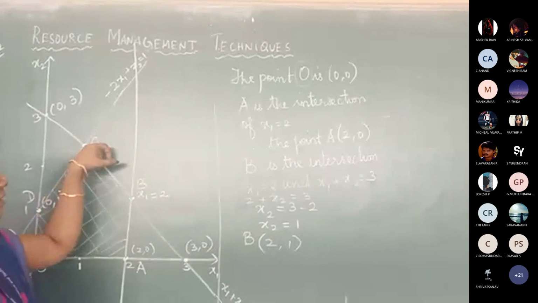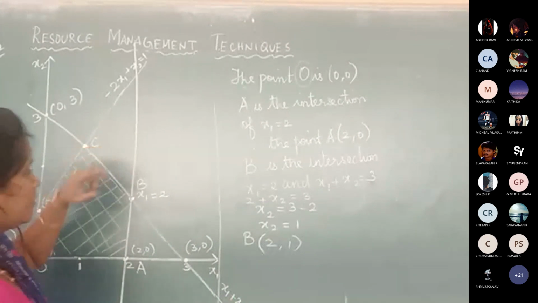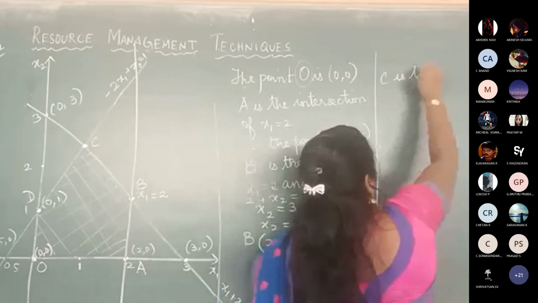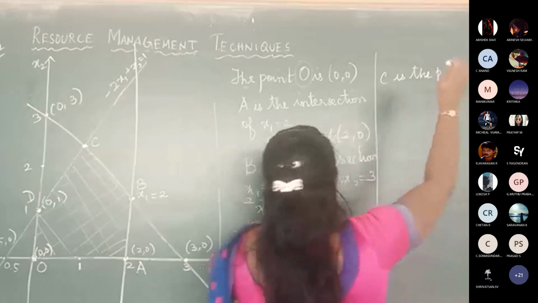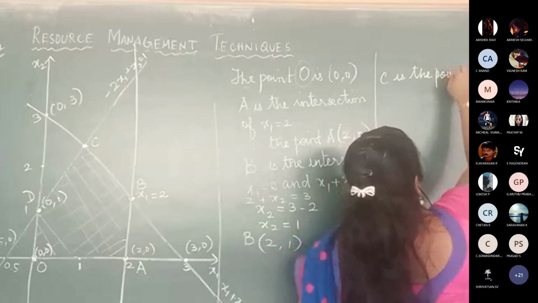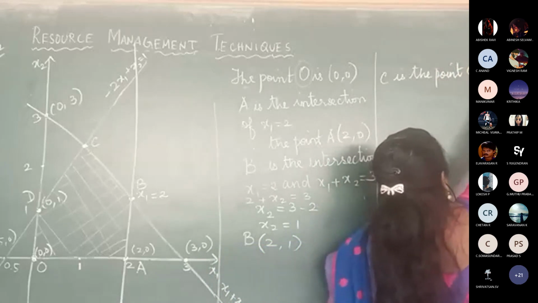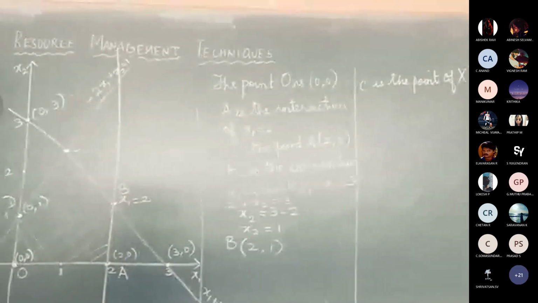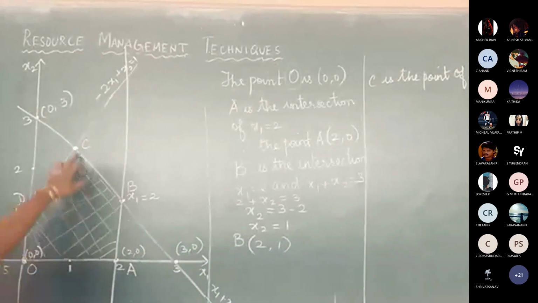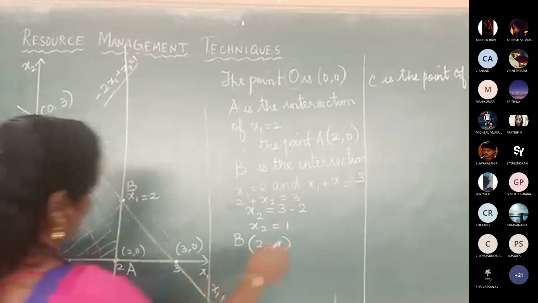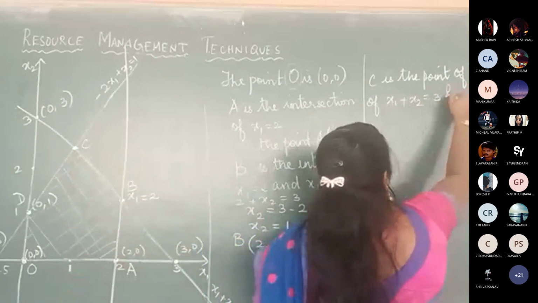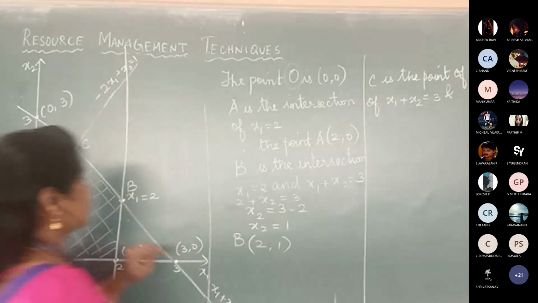Next, we have to find out C. C is the point of intersection of the equations x1 plus x2 is equal to 3 and minus 2x1 plus x2 is equal to 1.